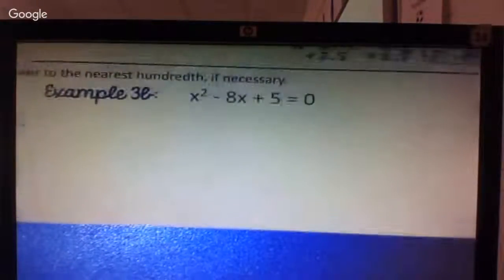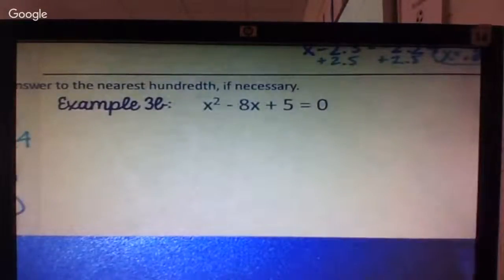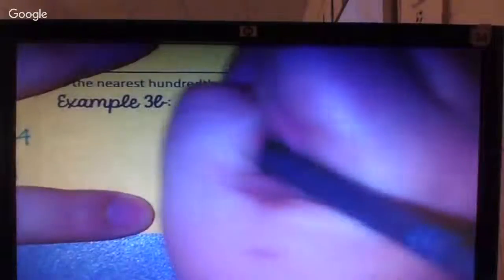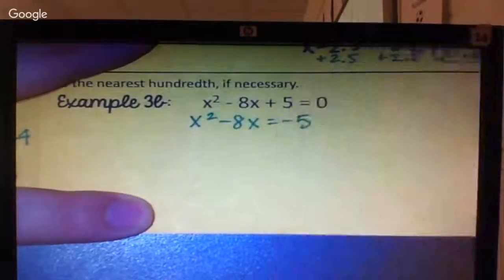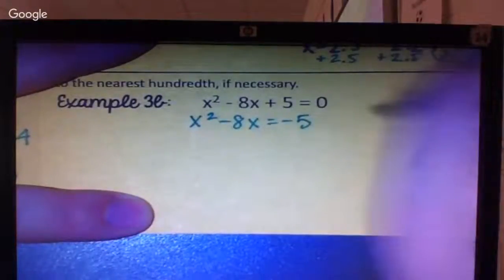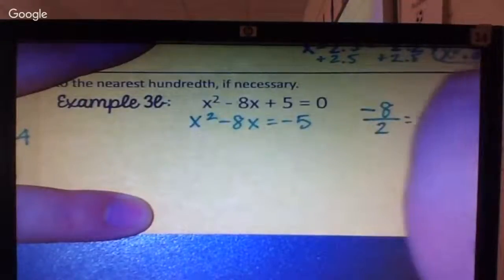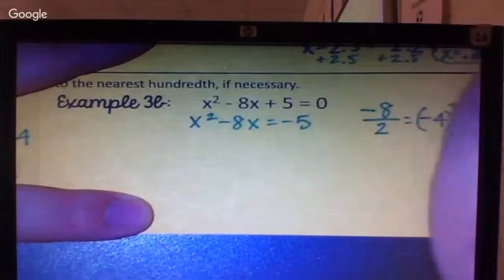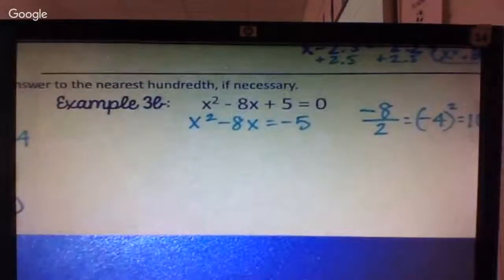Okay, one more on this one. Okay, again, when it's in standard form, I need to move that c to the other side, which means my c value is going to become negative 5. Okay, I now need to half my b, so negative 4, square it, 16.